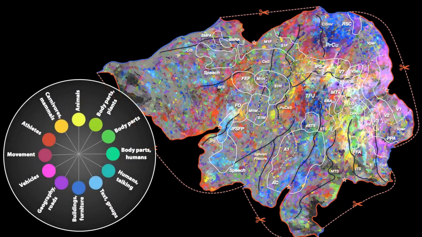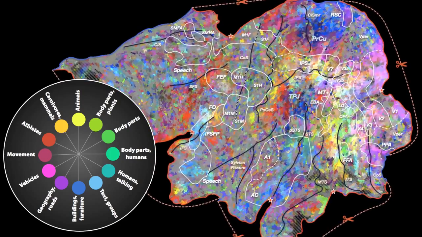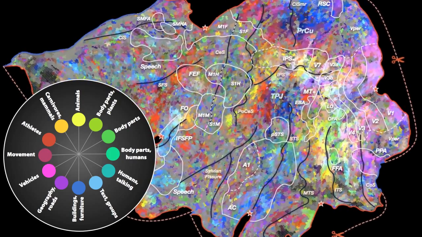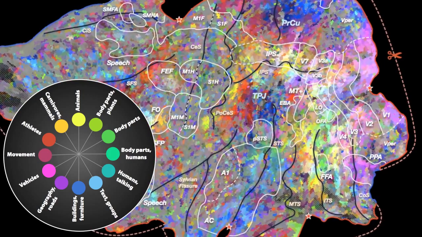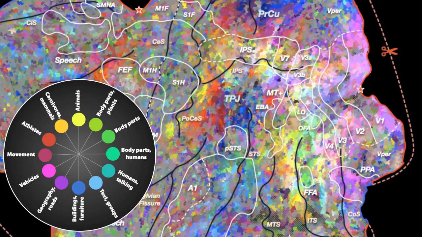These colors are the same that we saw earlier. Green is for humans, yellow is for other animals, pink and violet are for vehicles, and dark blue is for buildings. What we see is a really complex pattern of semantic selectivity throughout higher visual cortex. These patterns are consistent with the well-known semantically selective brain areas, like the fusiform face area and parahippocampal place area, but we also see semantic selectivity in much of the surrounding cortex.